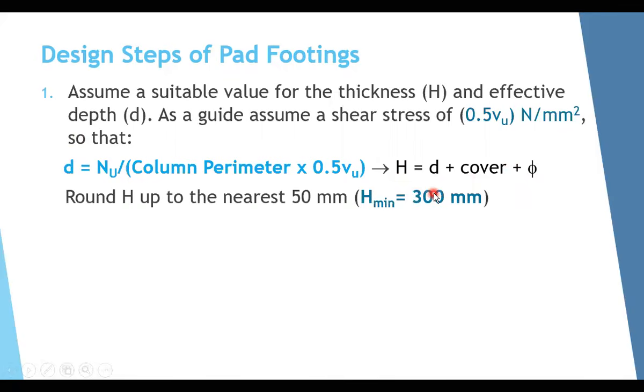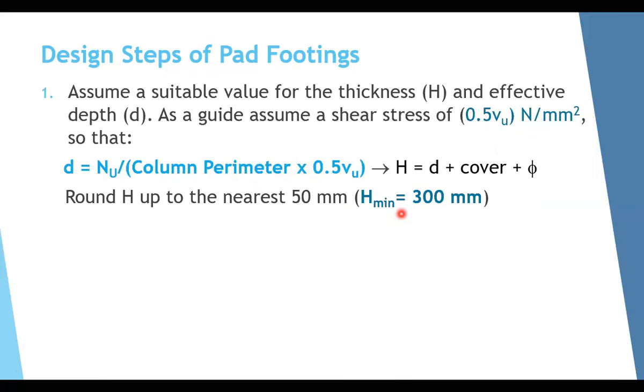Okay, what will be the second step? You have to round this H up to the nearest 50 millimeters. So don't use a footing of, like, 515 millimeters, sorry. No, because this is not practical. So you can use 550, 600, 650, 700, and so on.